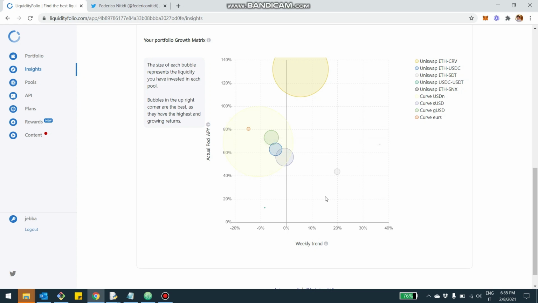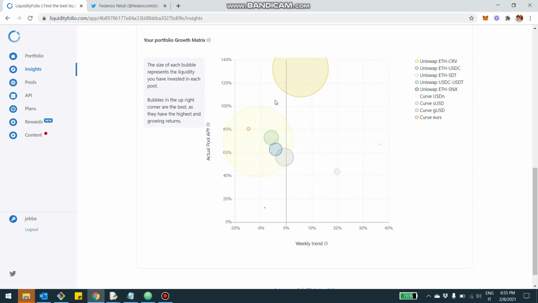And so based off this, you can see a few things. For example, this pool, the Ethereum CRV, has been great because it's yielding a lot. This is probably also due to the price performance of CRV, and it's also been trending up. So for sure, this has to be kept there. Versus, for example, this pool is yielding a very substantial 69% APY, but over the last week, this yield has been going down.